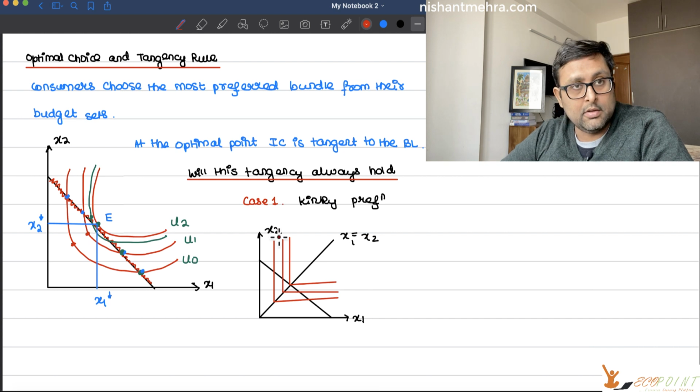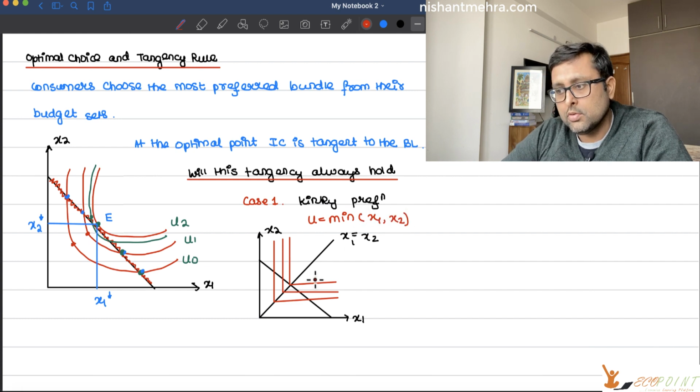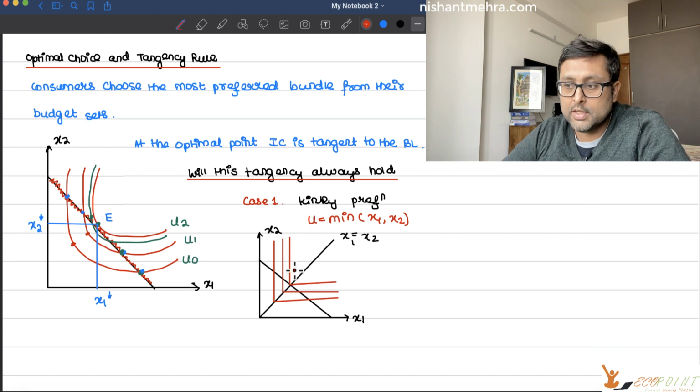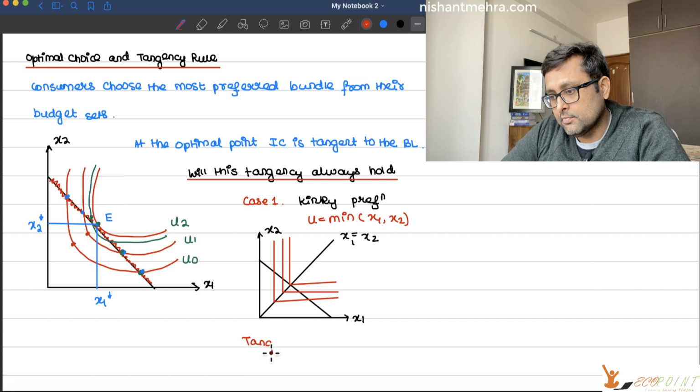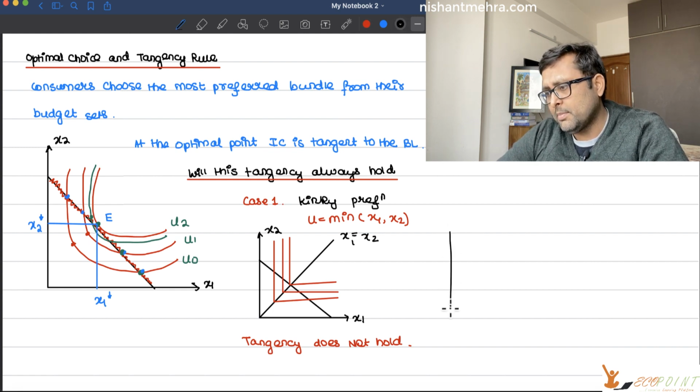We have done this, beta, u equals min of x y. We have already done it. If you have not seen this, please have a look at the other video in which we talked about perfect complements. So in this condition, tangency doesn't hold.